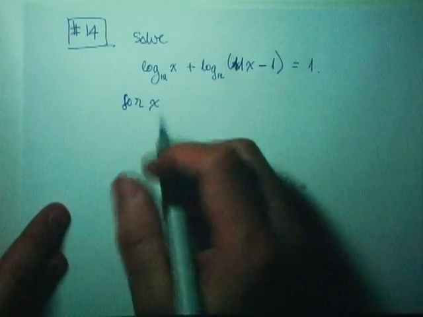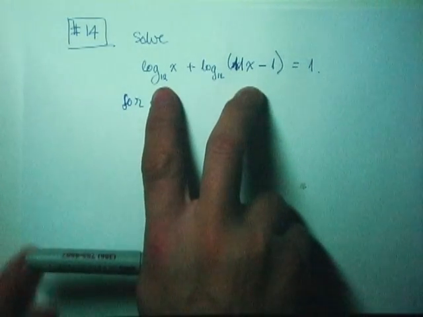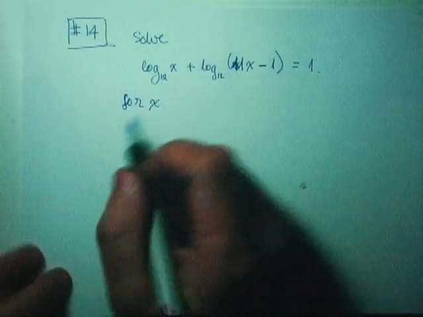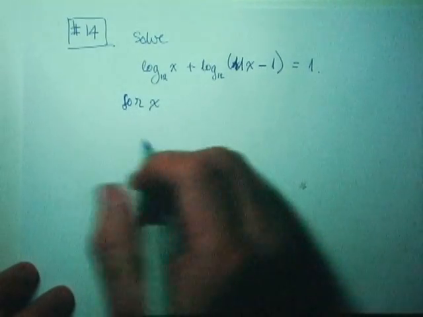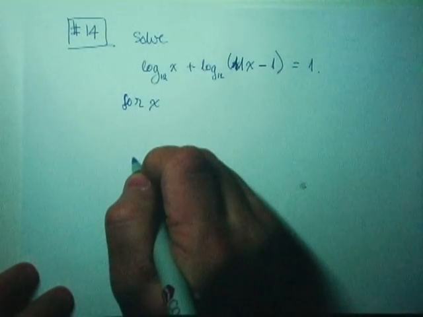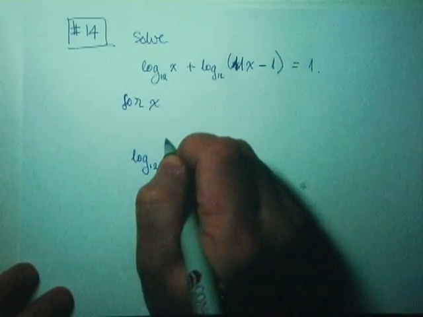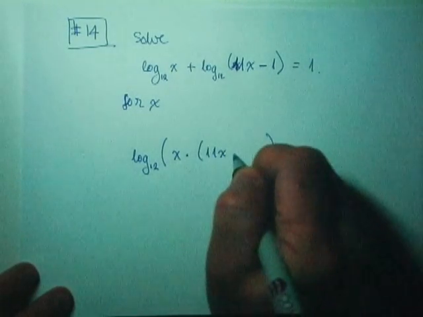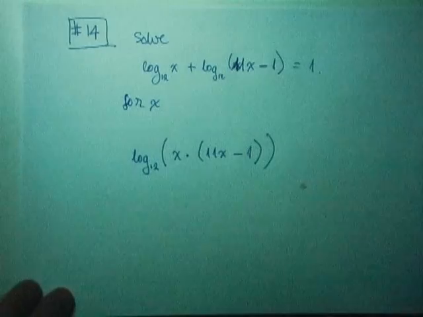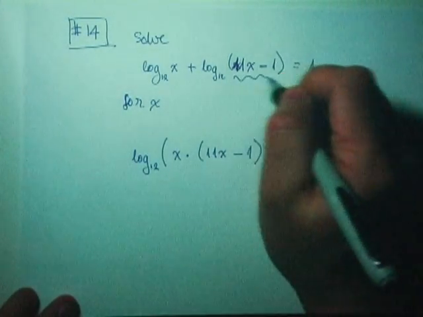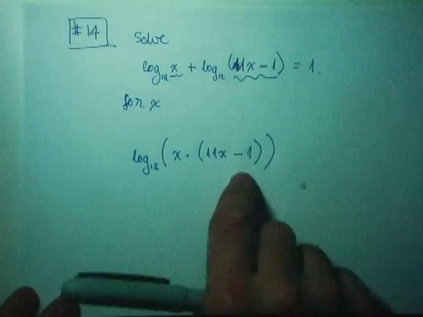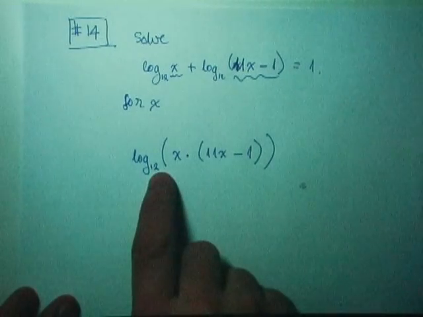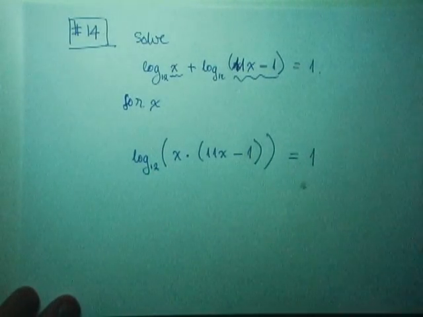So first of all, I need to bring that back to my ordinary form. The only rule that we know so far is rule number 1. You can combine the 2 separate logs into 1 log. So the left-hand side can become log base 12 of x times 11x minus 1. What I just did is multiply the 2 separate expressions into 1 product, and then take log base 12. So now I've combined my left-hand side into 1 log term, and it equals 1 on the right-hand side.